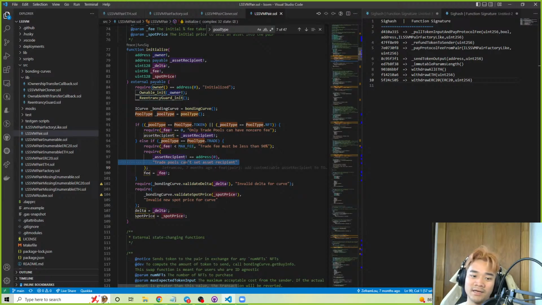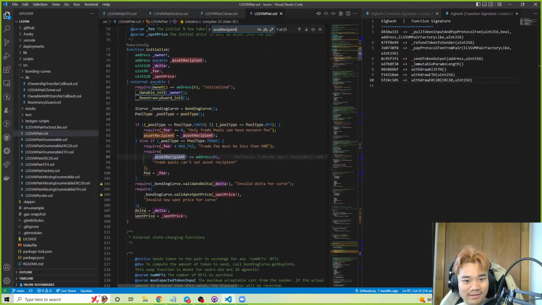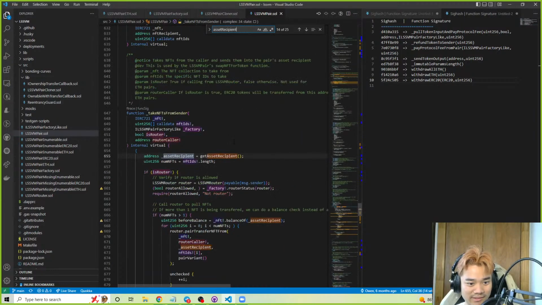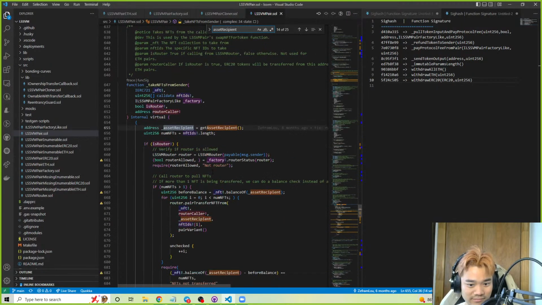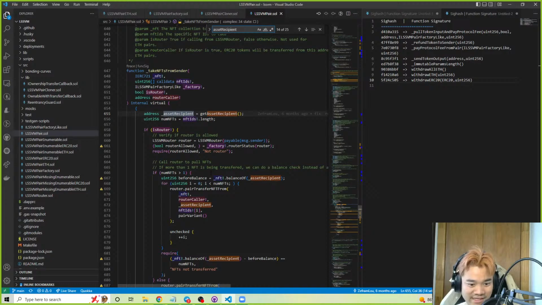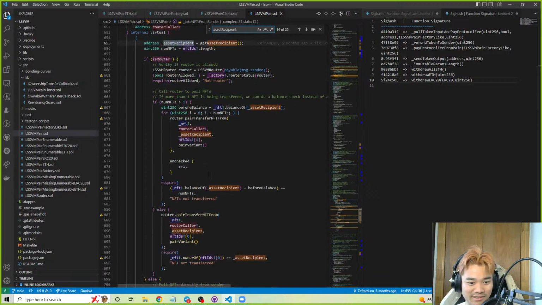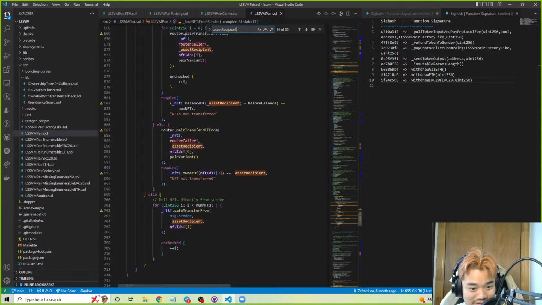Got it. All right. That makes a lot of sense. So, but why would you not have a pool type as trade? In the case that it's a token or an NFT only pool type, then you have an asset recipient defined because that's who the asset is sent to. But that means I want to check on swaps. Because if you're setting asset recipient to 0, you should be checking the trade type, right?